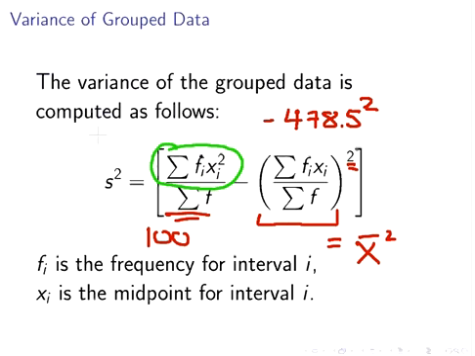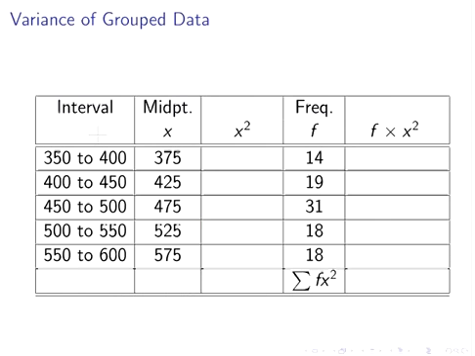The sum of fi, which is the frequency for each interval, times xi squared, that is the midpoint for each interval, and you square it. So that's really the only new calculation you have to do to find the variance once you have the mean already. So what we're going to do is look at the example again. In the first instance, we have the midpoints, and what we're going to do is square them. The numbers here get quite forbidding looking.